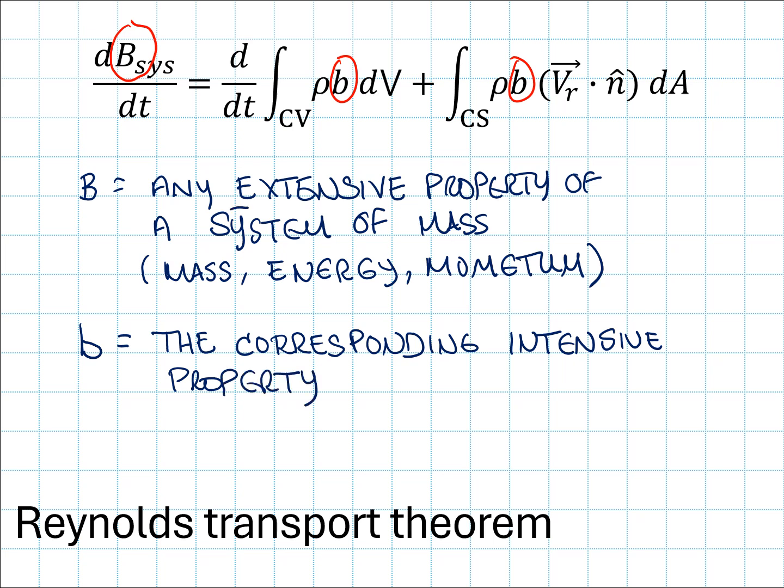Right, so if we define big B as the extensive property, then the corresponding intensive property is going to be the same property, but now it doesn't depend on the size of the system any longer, right? So if we take big B, mass, energy, or momentum, and we divide that per unit mass, that's going to be the definition of the corresponding intensive property, little b.